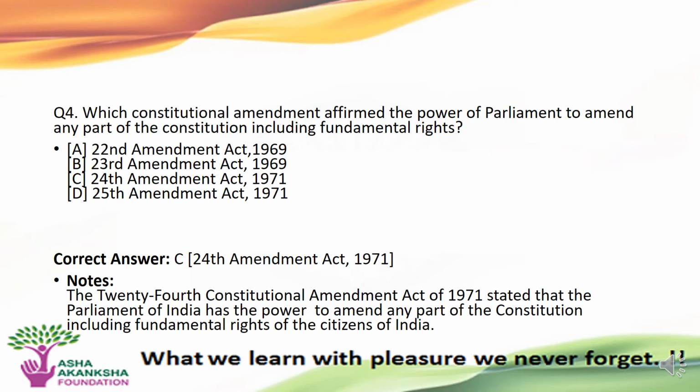Moving on to the next question. Which constitutional amendment affirmed the power of the Parliament to amend any part of the Constitution, including the fundamental rights? Options are A, 22nd Amendment, B, 23rd Amendment, C, 24th Amendment, or D, 25th Amendment. The correct answer to this question is option C, that is the 24th Amendment Act 1971. The 24th Constitutional Amendment Act 1971 stated that the Parliament of India has a power to amend any part of the Constitution, including the fundamental rights of a citizen.